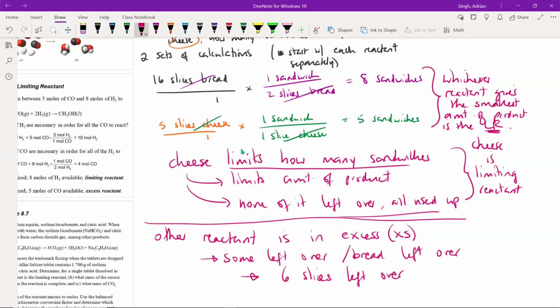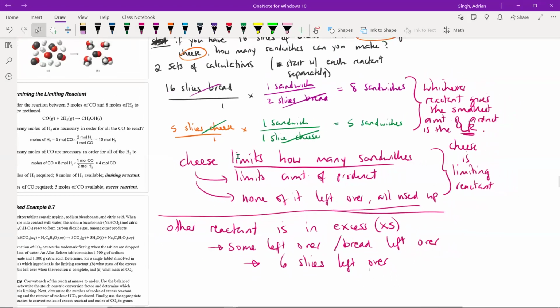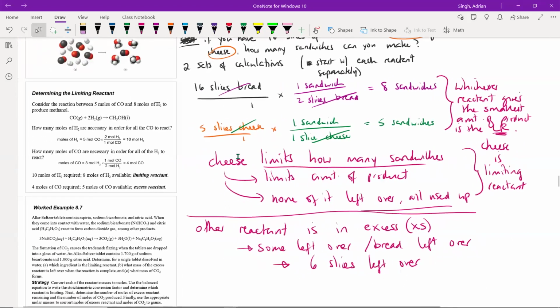And that is going to be the same idea now when it comes to chemical reactions, right? We're not making sandwiches in the lab. We're performing chemical reactions, chemical changes, and it's the same idea. We're going to be provided with the amounts of each of the reactants. We're going to do 2 sets of calculations. Whichever one gives us the least amount of product, that is going to be the limiting reactant. The other reactant is going to be in excess, meaning there's going to be some of it left over.